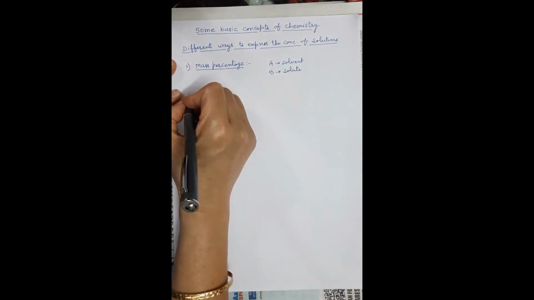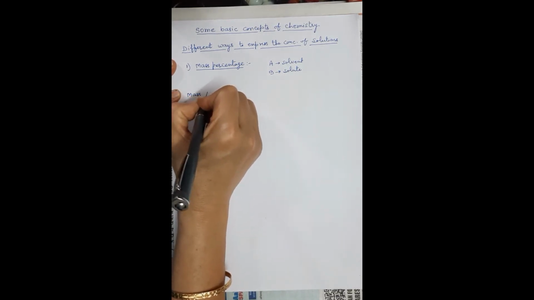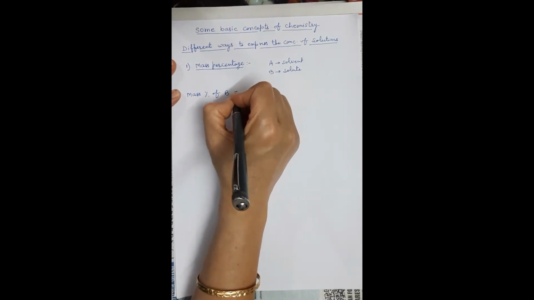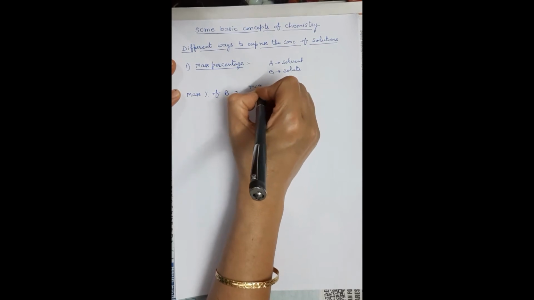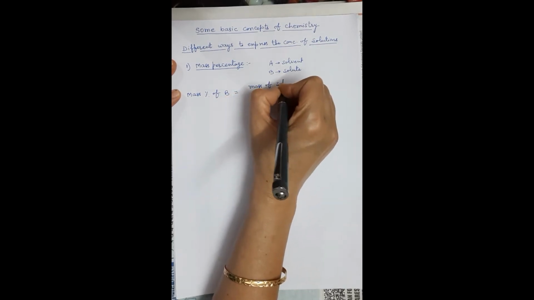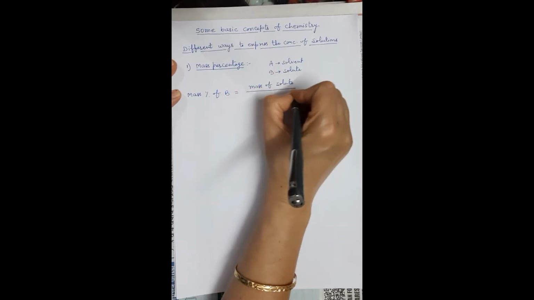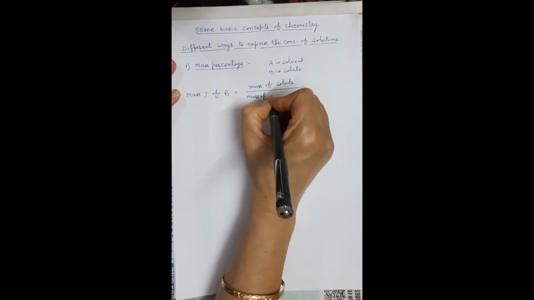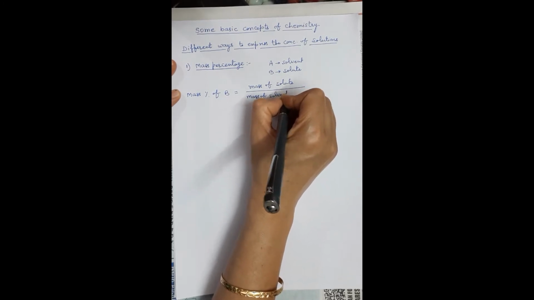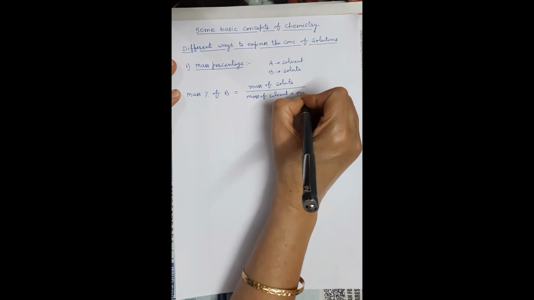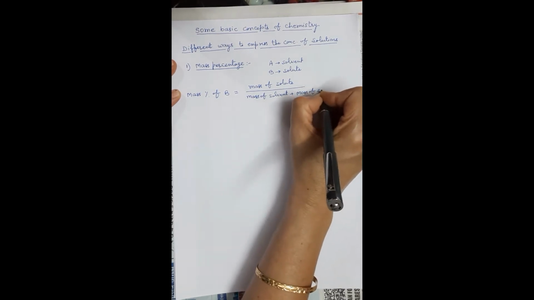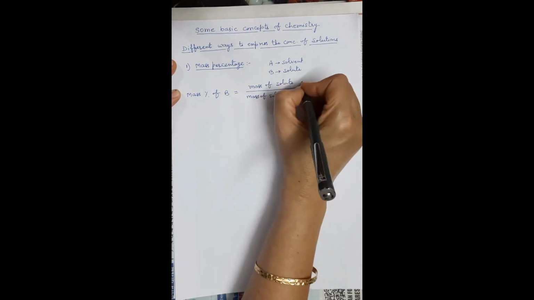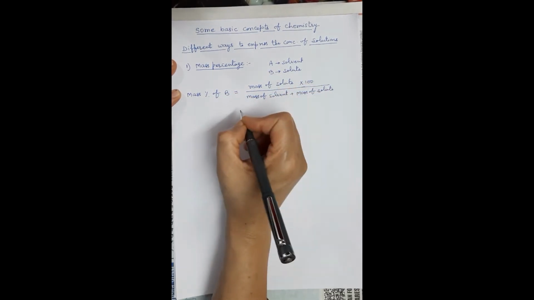If I want to find out mass percentage of B component, suppose, then it is equal to mass of solute or B component divided by the total mass of solution. So I can say mass of solvent plus mass of solute. As it has to be decided in percentage, so multiply this by 100.